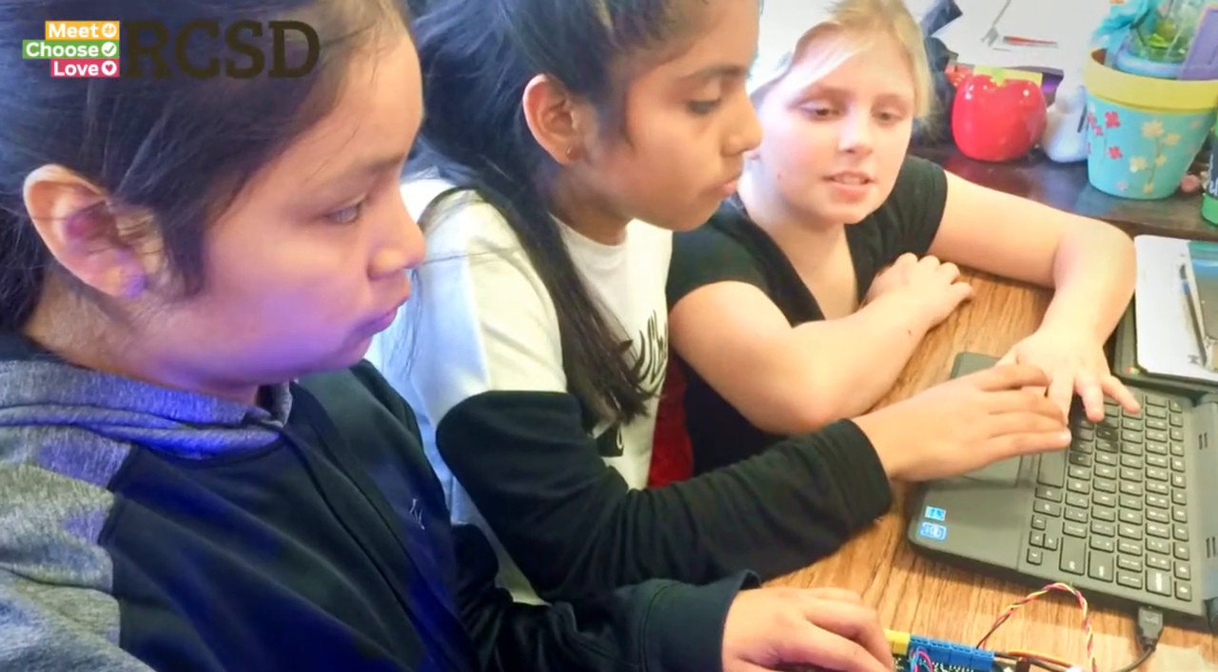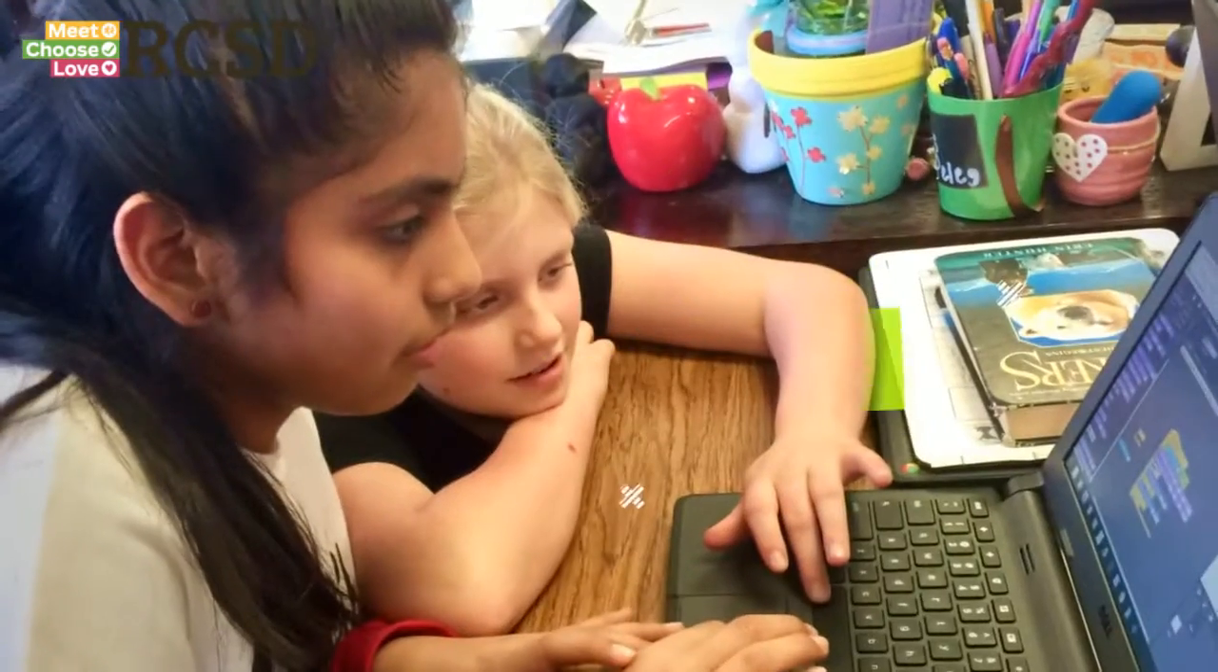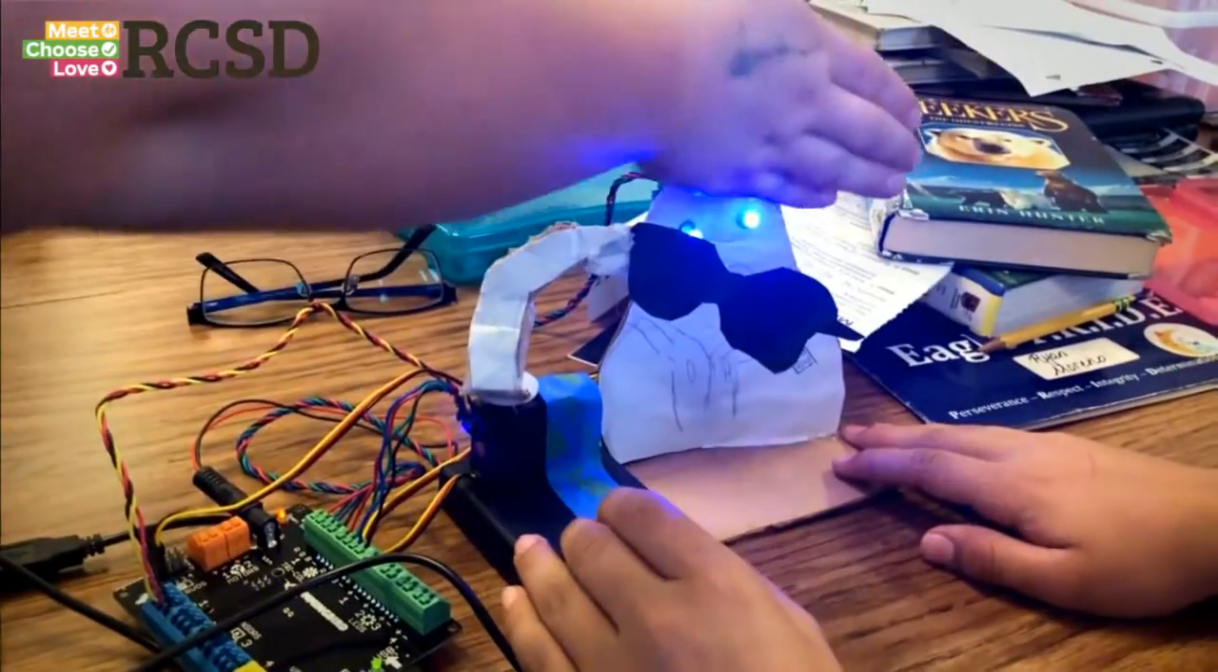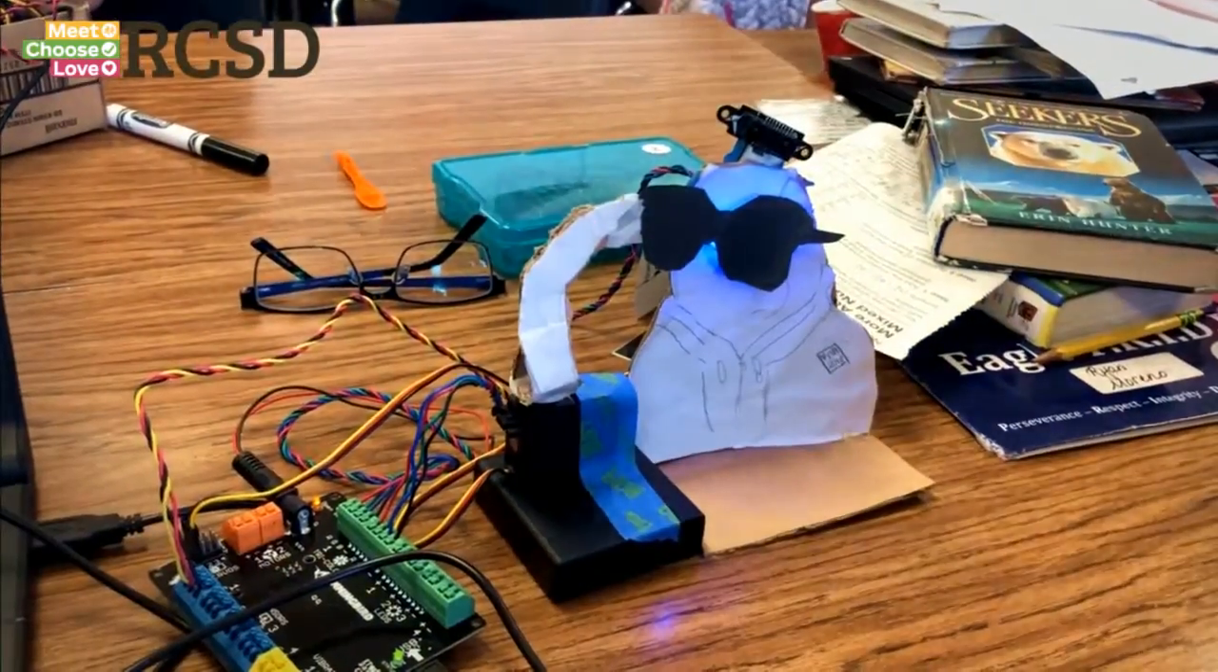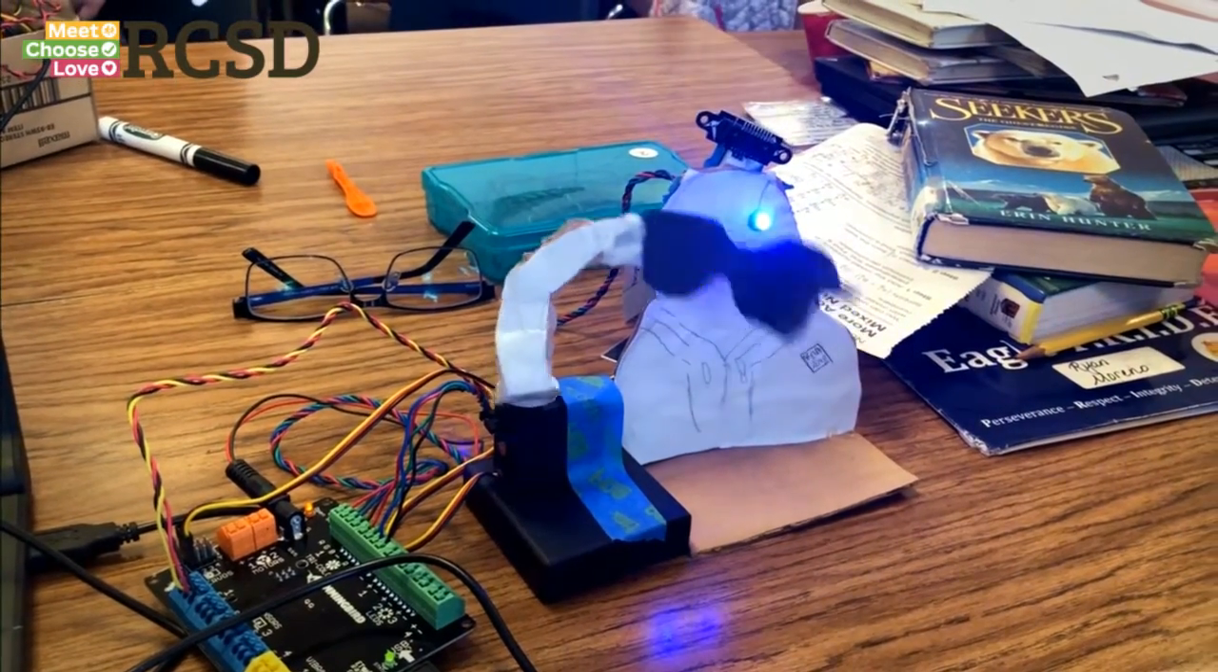I learned that I should not give up, and keep trying. Teamwork. Teamwork, good. How did you learn teamwork? By working together to figure out the code, what we should do, what LEDs or motor we should use.